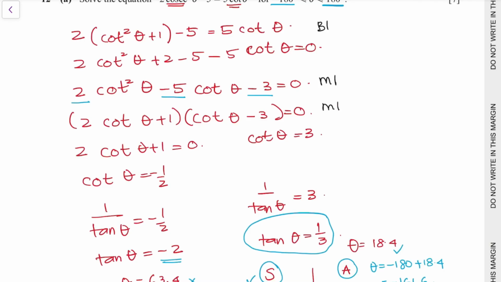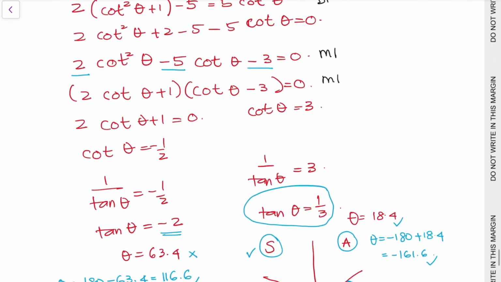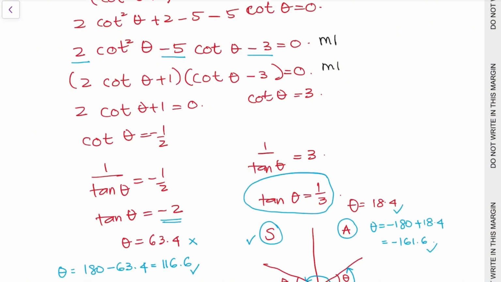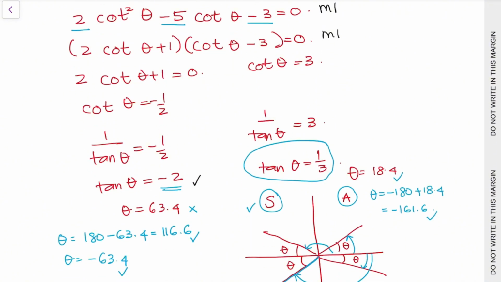The next M1 is when you are solving the quadratic cotangent equation. Remember, you have to show the factorization, or if you are using a formula, then you have to show that you are substituting the value of A, B, and C into the formula. Okay? The next mark is when you have tangent theta equals negative 2 and tangent theta equals 1/3. So I got it here and here. That is my M1.